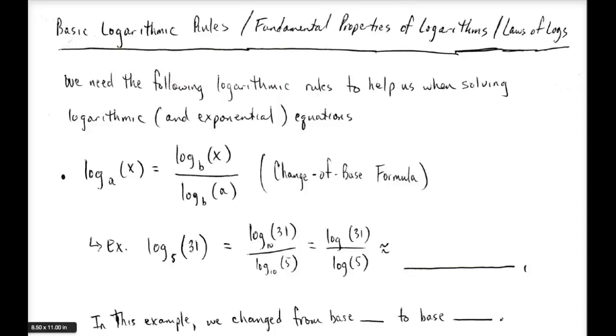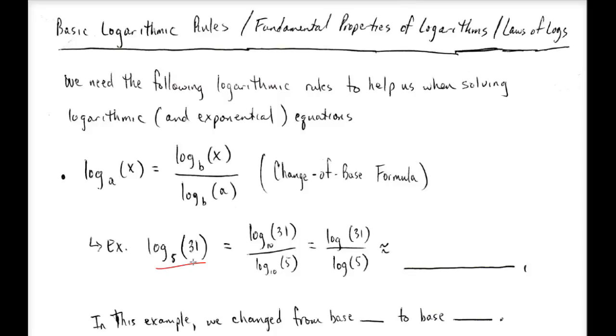The change of base rule is a rule that gives us a way to rewrite a logarithm in any base to convert it to any other base. As an example here, I have log base 5 of 31. Now, you may not know exactly what that number is. As a matter of fact, no one does because it's an irrational number. However, depending on what kind of calculator you have, you may not be able to type in log base 5 of 31 directly.